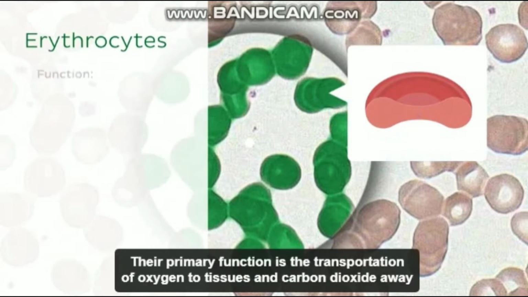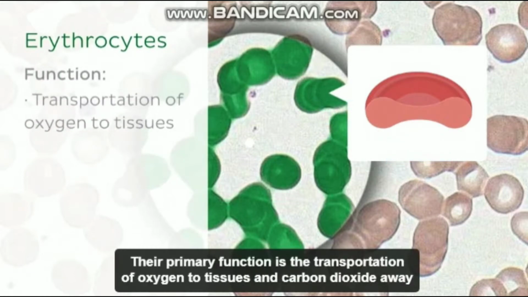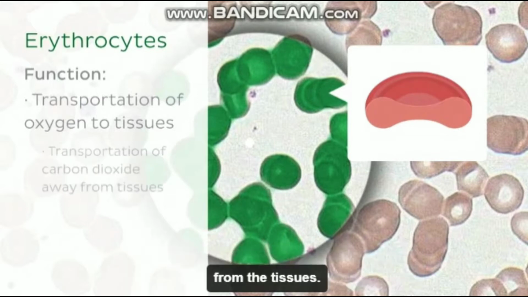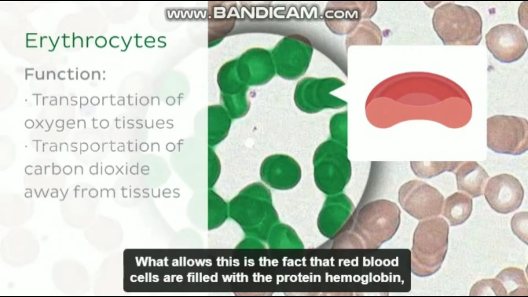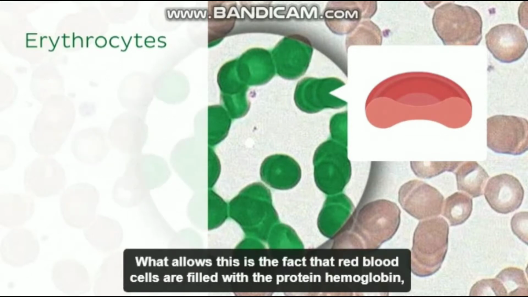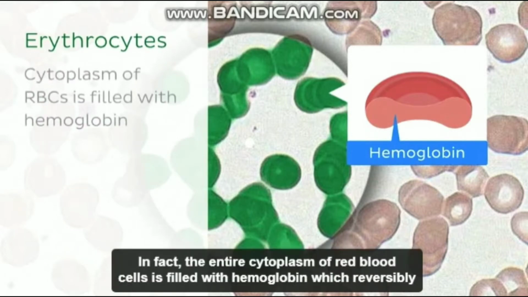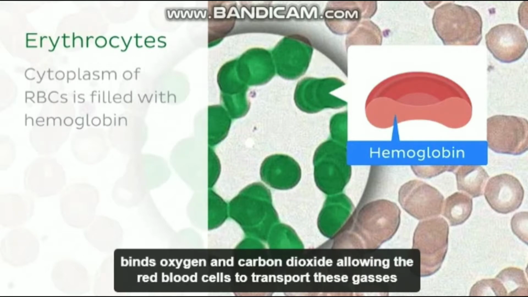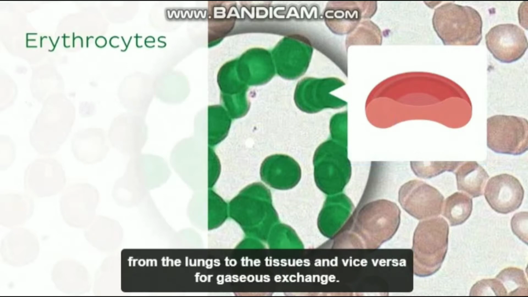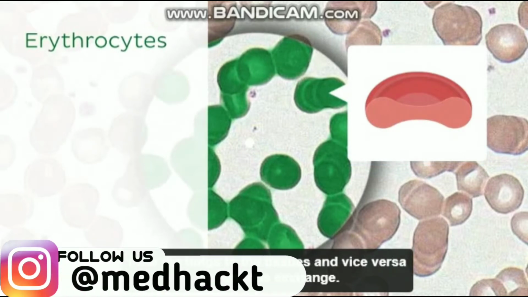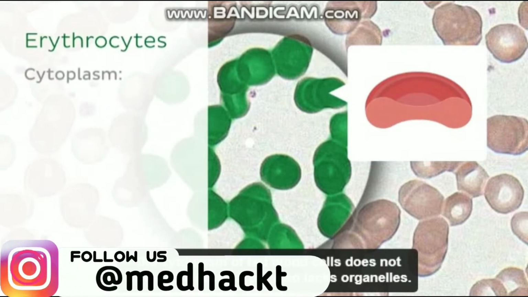Their primary function is the transportation of oxygen to tissues and carbon dioxide away from the tissues. What allows this is the fact that red blood cells are filled with the protein hemoglobin, which is an oxygen-carrying protein. In fact, the entire cytoplasm of red blood cells is filled with hemoglobin, which reversibly binds oxygen and carbon dioxide, allowing the red blood cells to transport these gases from the lungs to the tissues and vice versa for gaseous exchange. The cytoplasm of red blood cells does not only lack a nucleus, but also lacks organelles.